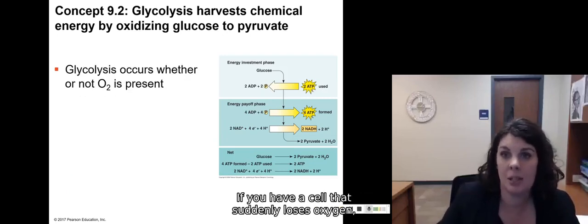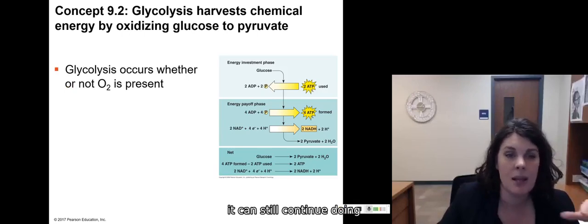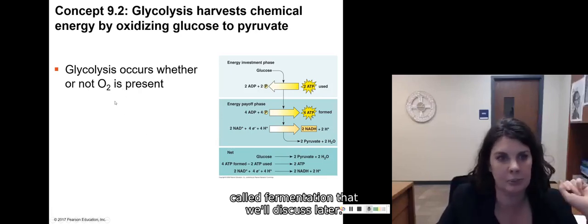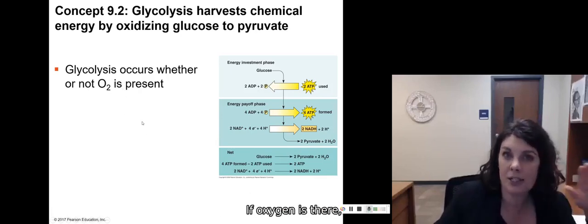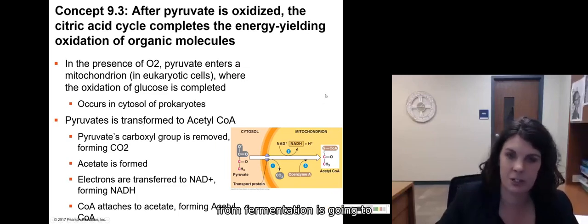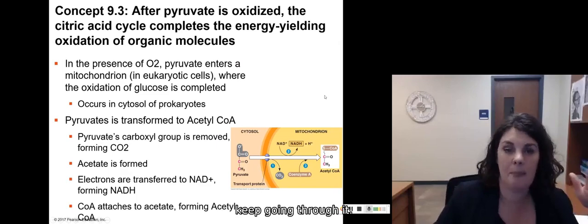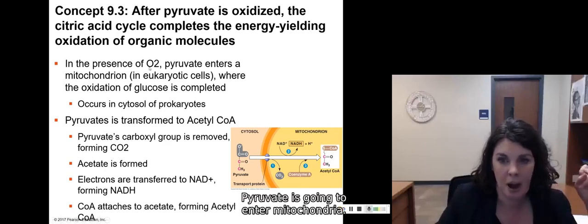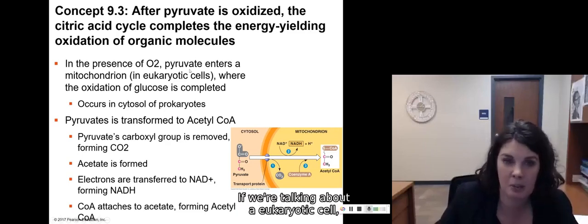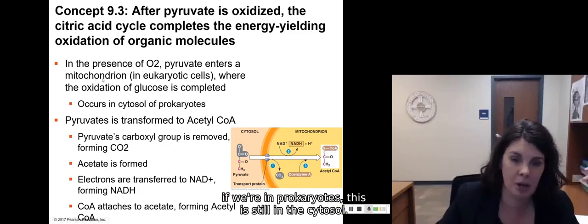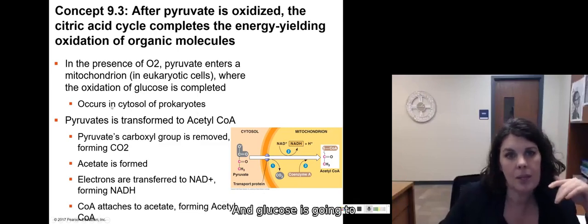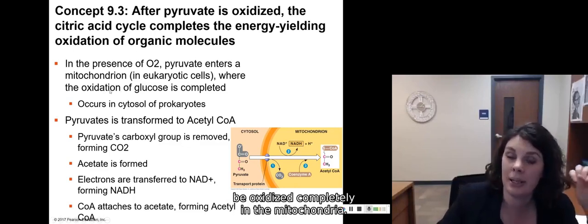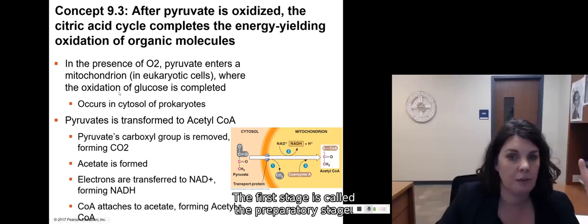Glycolysis will occur whether oxygen is present or not. So if you have a cell that suddenly loses oxygen, it can still continue doing glycolysis through a process called fermentation that we'll discuss later. If oxygen is there, it's not going to go through fermentation. It's going to keep going through, it's going to continue being oxidized. So in the presence of oxygen, pyruvate is going to enter a mitochondria if we're talking about a eukaryotic cell. If we're in prokaryotes, this is still in the cytosol. And glucose is going to be oxidized completely in the mitochondria.